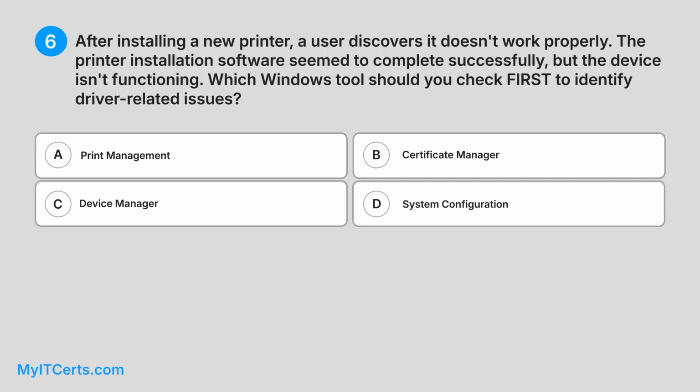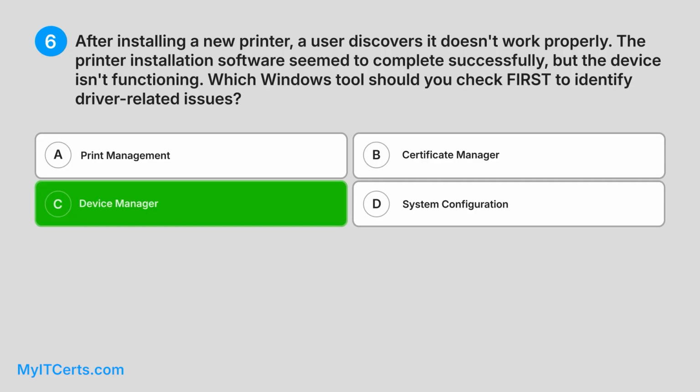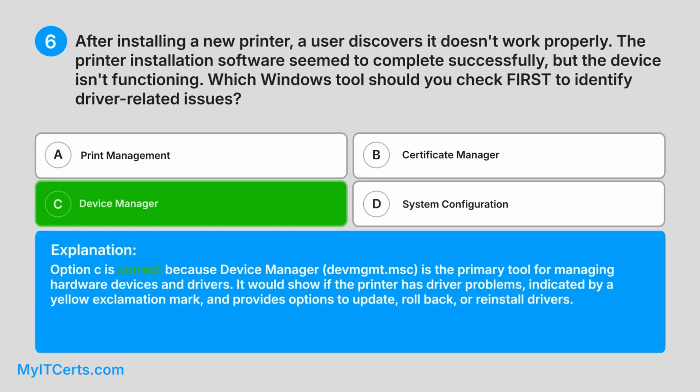Correct answer C. Device Manager. Explanation. Option C is correct because Device Manager, devmgmt.msc, is the primary tool for managing hardware devices and drivers. It would show if the printer has driver problems, indicated by a yellow exclamation mark, and provides options to update, rollback, or reinstall drivers.